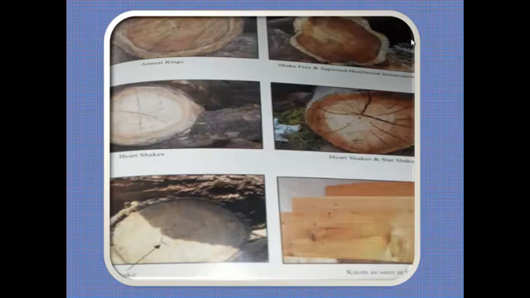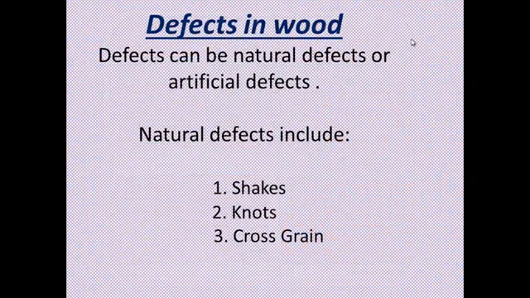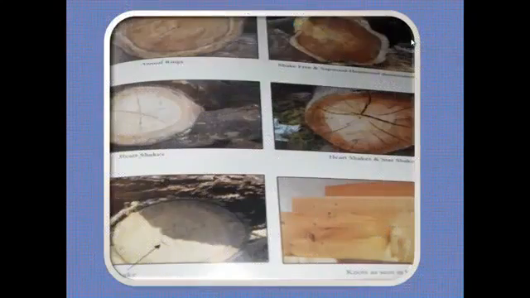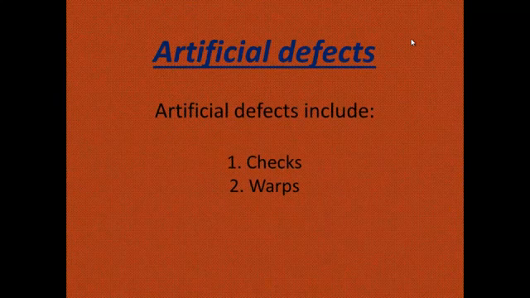What are knots? A knot is a mark of the position of growth of a branch on a tree, and it is mostly seen on cut boards. You can see from the figure the knots that have been shown here.